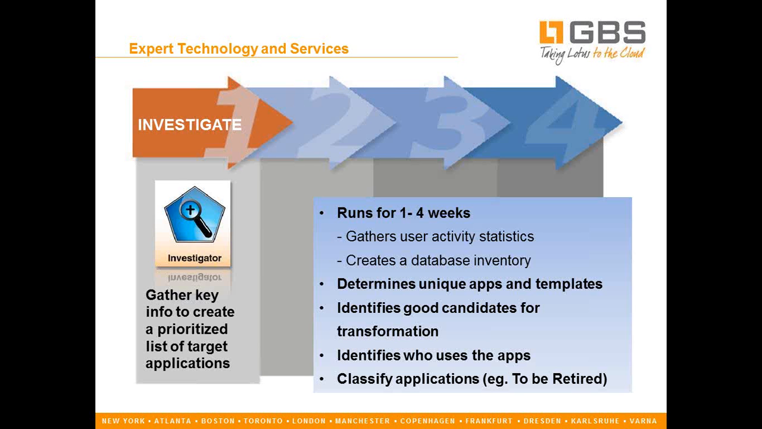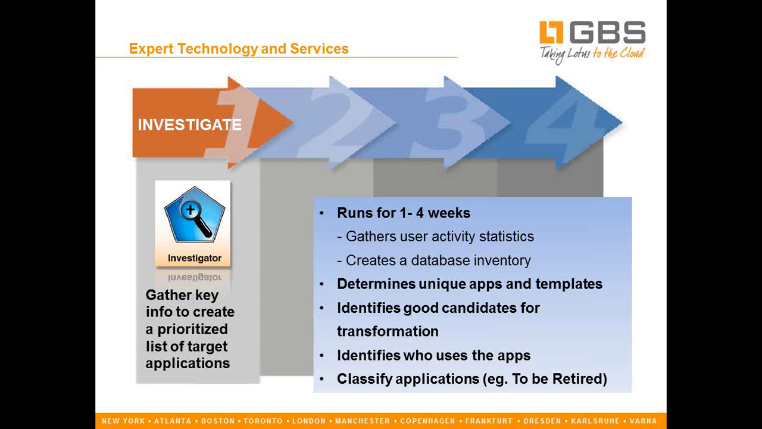So within your environment, we install the investigator. The investigator can run for a period of 1 to 4 weeks. The investigator will analyze your entire application infrastructure. It's going to gather user activity statistics for every single application within your Domino infrastructure, and it's going to create a database inventory of all your applications. With that information, we're going to be able to determine unique applications and templates within your organization, and filter out all the out-of-the-box applications such as team rooms, chat rooms, libraries, etc.